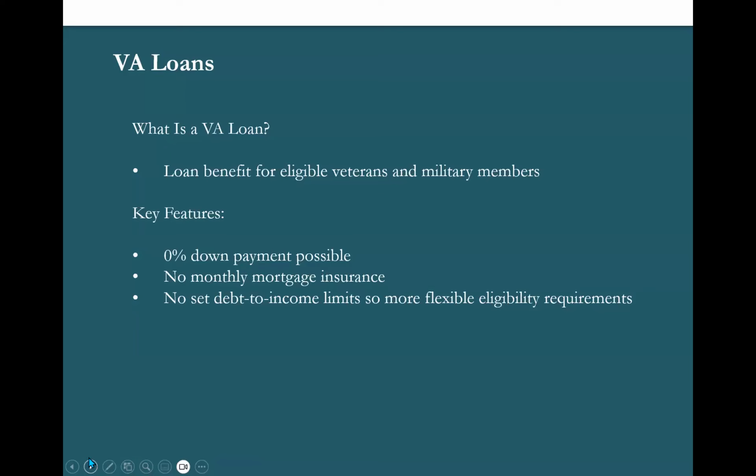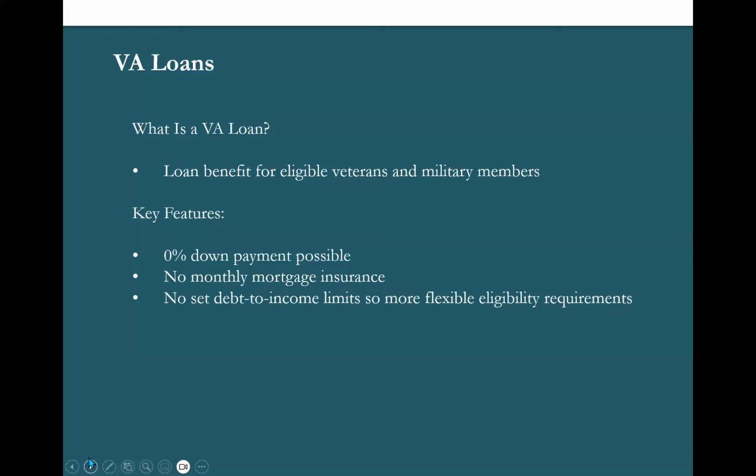Typically, if you're retired from service, that's through your certificate of eligibility, or COE. If you are currently active, it's through your point statement. Those are what allow you to find out, are you able to qualify for a VA loan? Now, some key features of VA loans that are appealing are 0% down payment is possible, no monthly mortgage insurance, and no set debt to income limits, so much more flexible eligibility requirements.